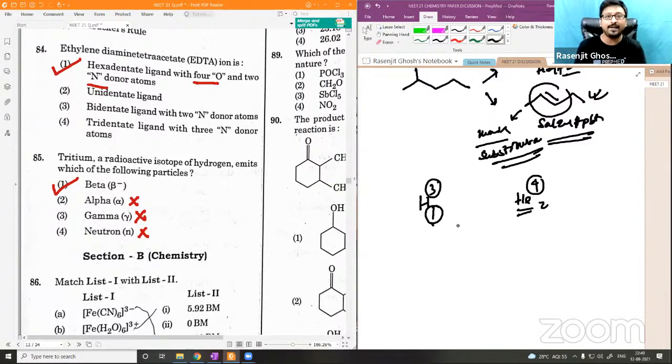Because basically, what is a beta particle? It's basically an electron. So when it emits a beta particle, basically 1 electron is getting added. So the correct answer will be the beta particle.